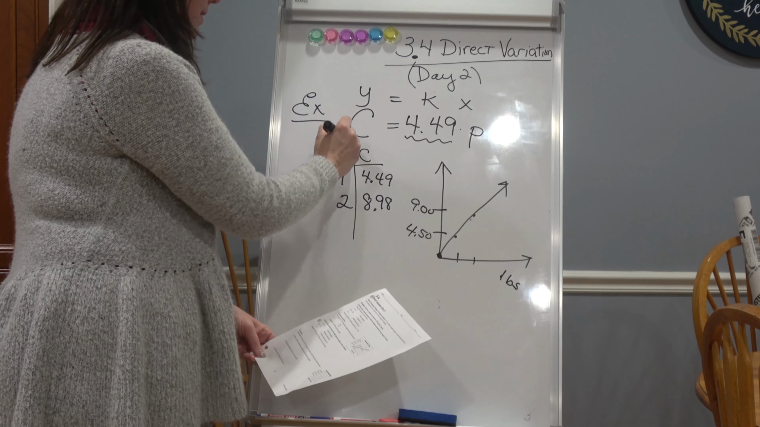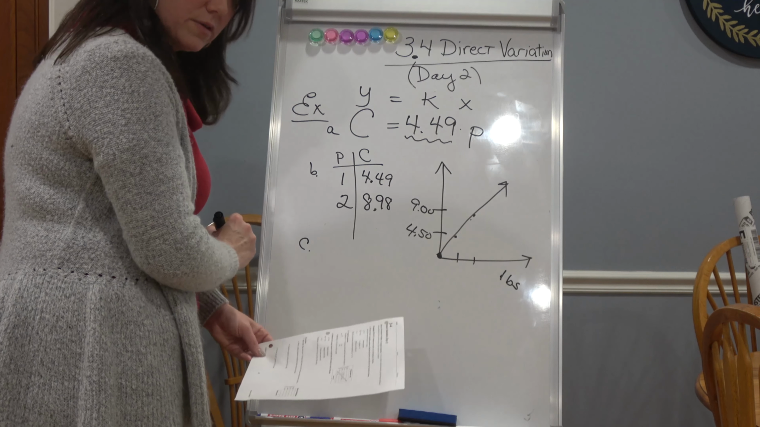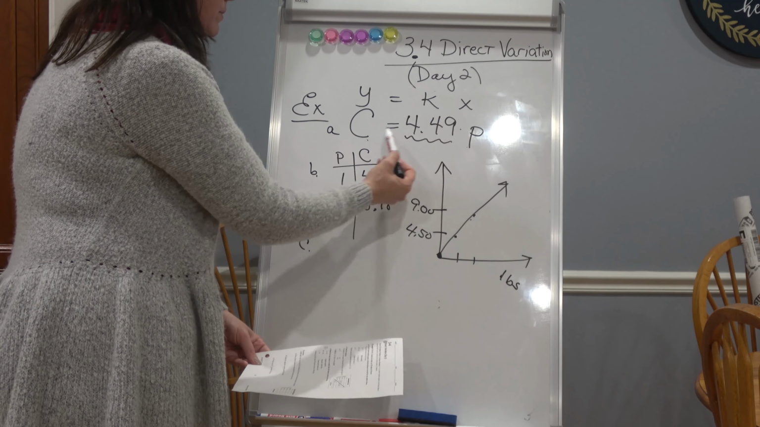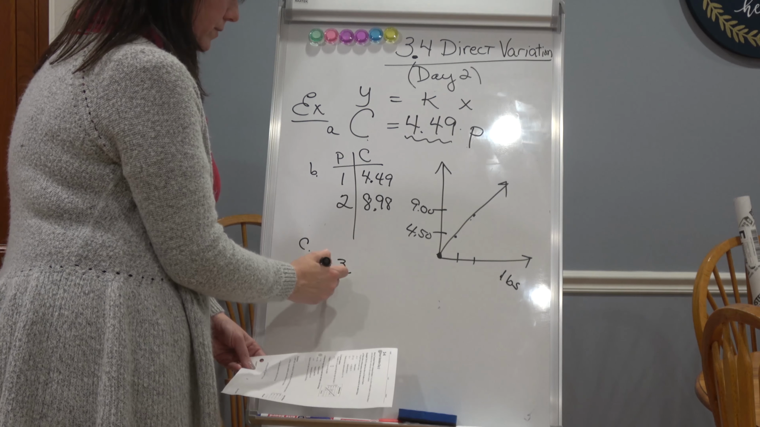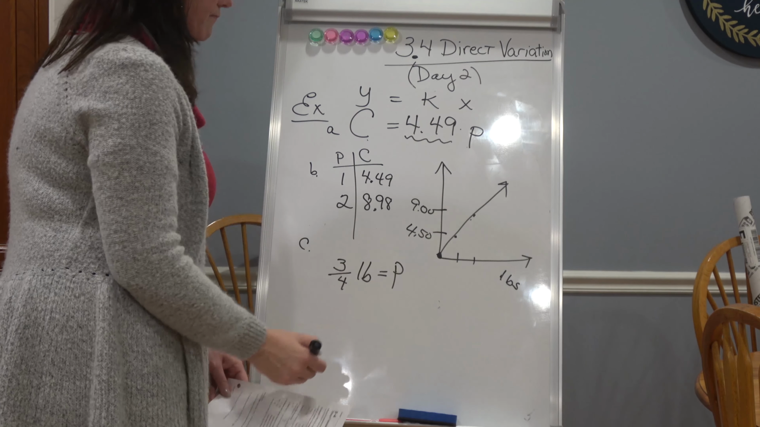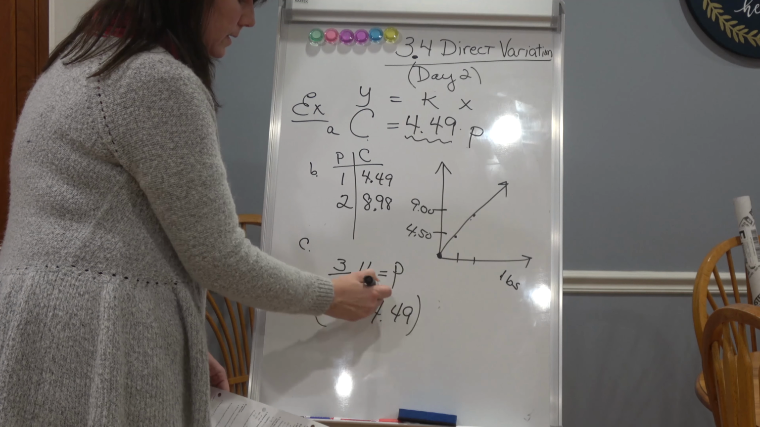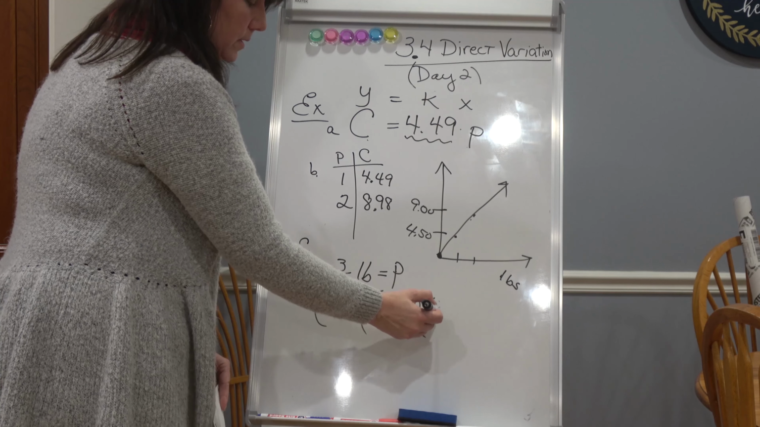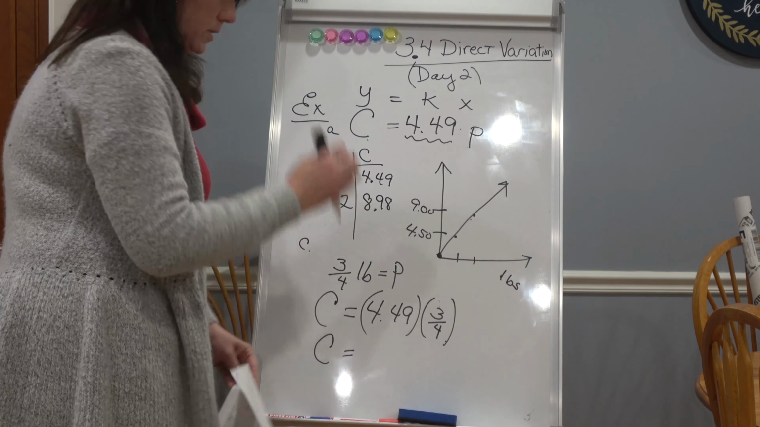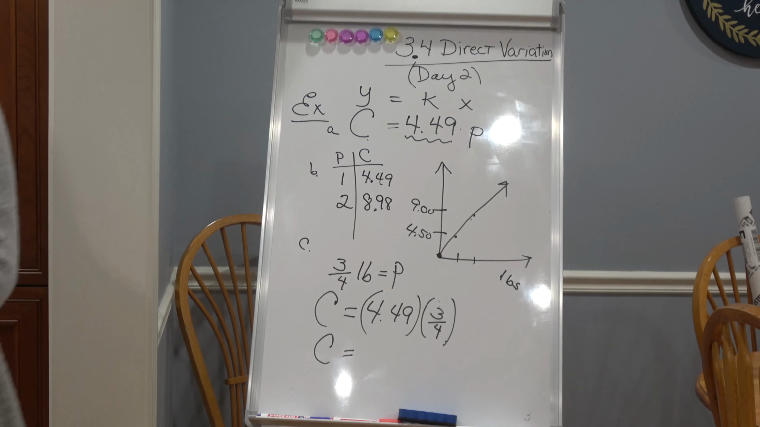So this was part A, this is part B, and part C: find the cost of 3/4 of a pound of jelly beans. So we need to figure out which variable that is. 3/4 of a pound, that's the variable P for pounds. So the cost is equal to 4.49 times 3/4, which we could write as a fraction or a decimal. And so when we substitute that value in, what do we get? I don't know, pick up your calculator, you tell me.